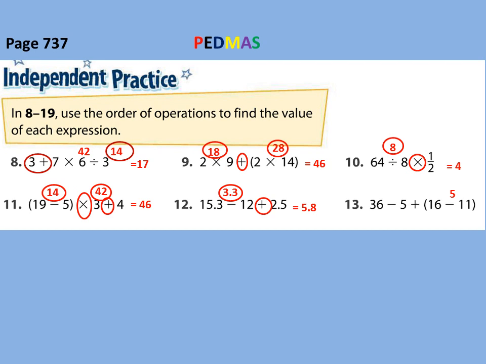On the next operation, we have minus and plus. Of course, they are the same, but we must start with the first operation. It's subtraction, so subtract 36 minus 5. 36 minus 5, it's 31. Then the last operation is adding 31 plus 5. What's 31 plus 5? Yes, it's 36.